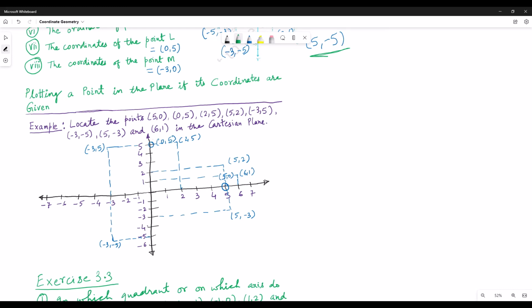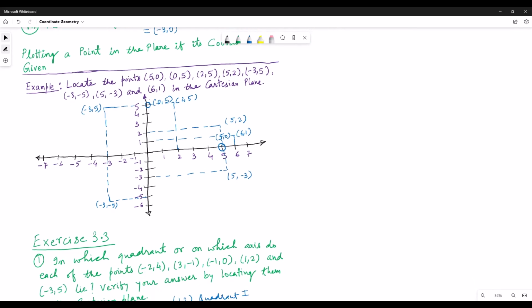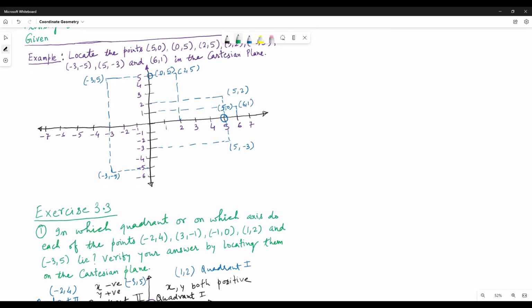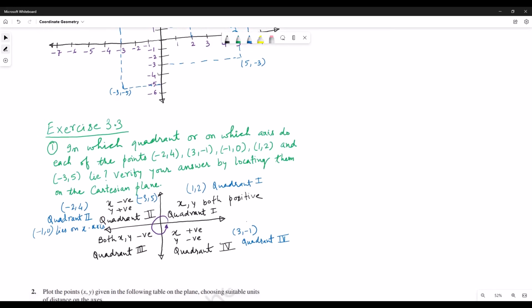Minus 3, 5: x is negative, y is positive, that is the second quadrant. So minus 3, plus 5. Minus 3, minus 5 will be in the third quadrant. 5, minus 3 will be in the fourth quadrant, because here x is positive and y is negative. And 6, 1 in the Cartesian plane. So 6, 1 will also be in the first quadrant. X direction 6 and y direction 1.